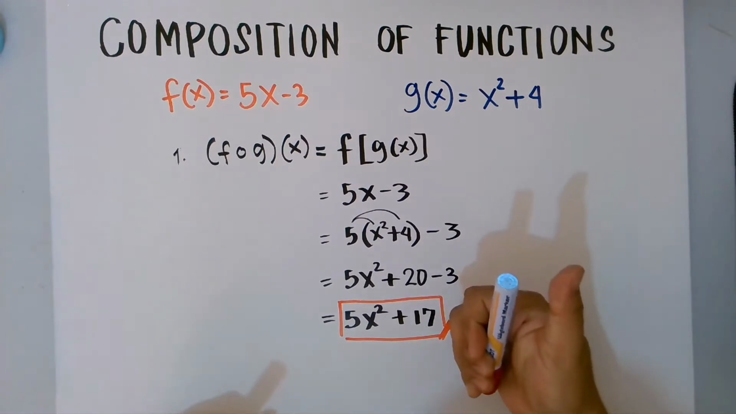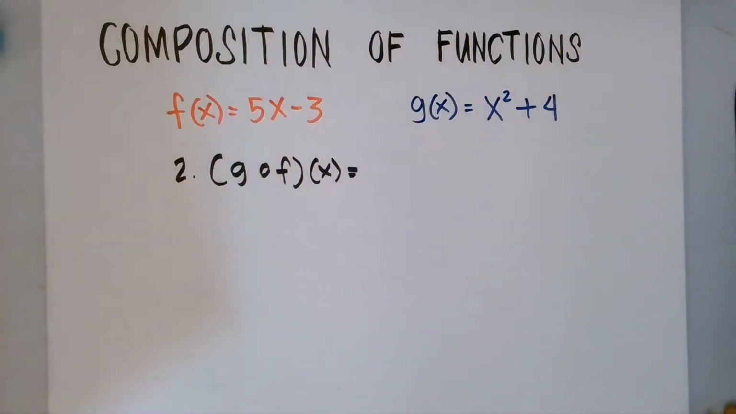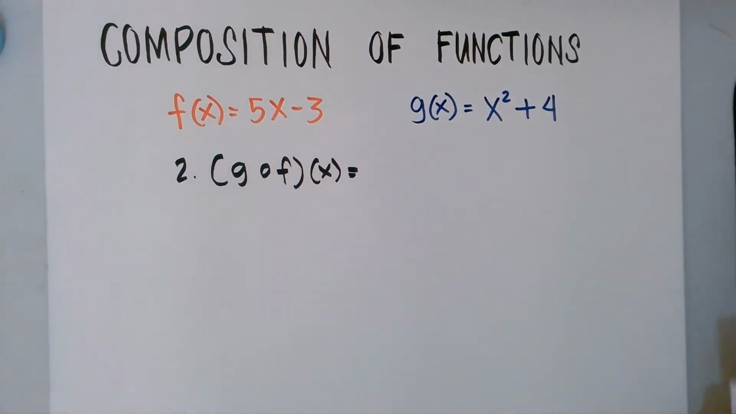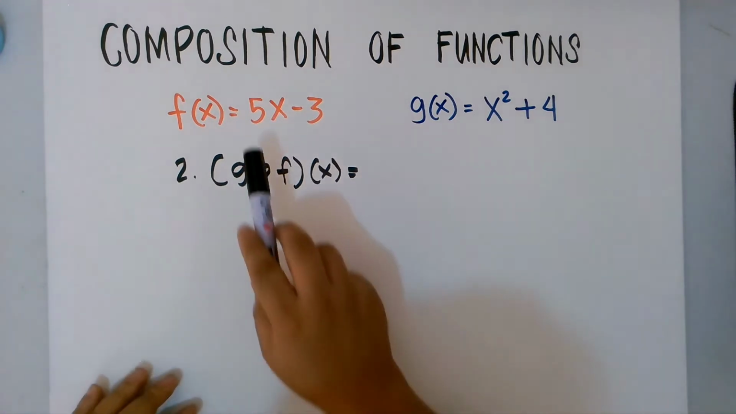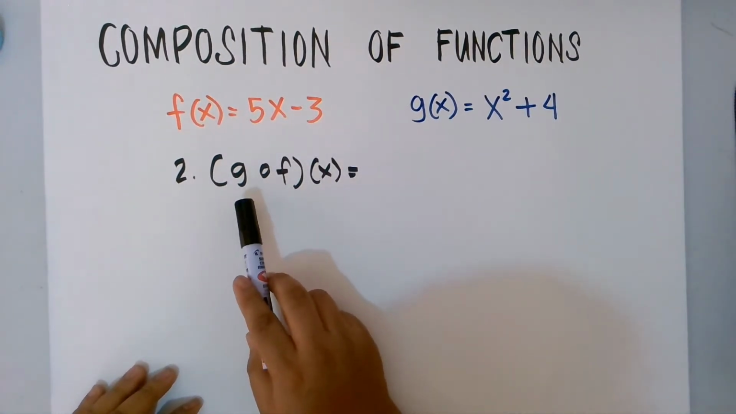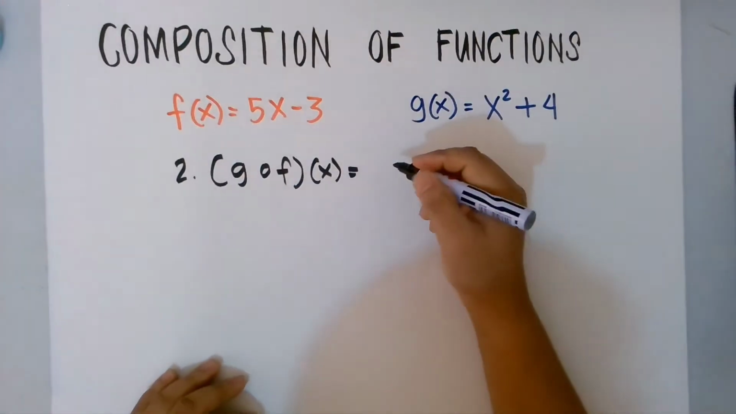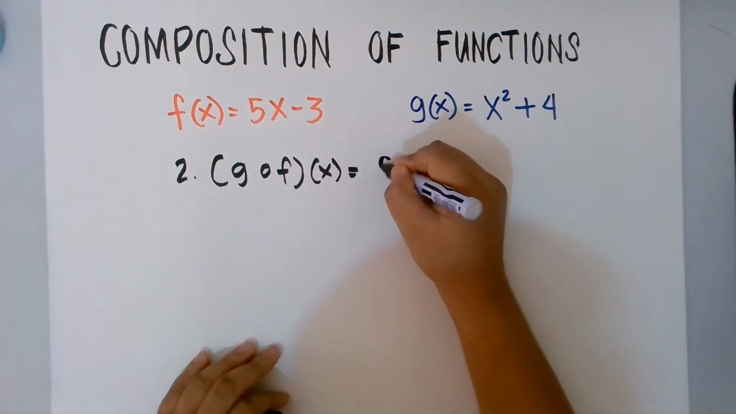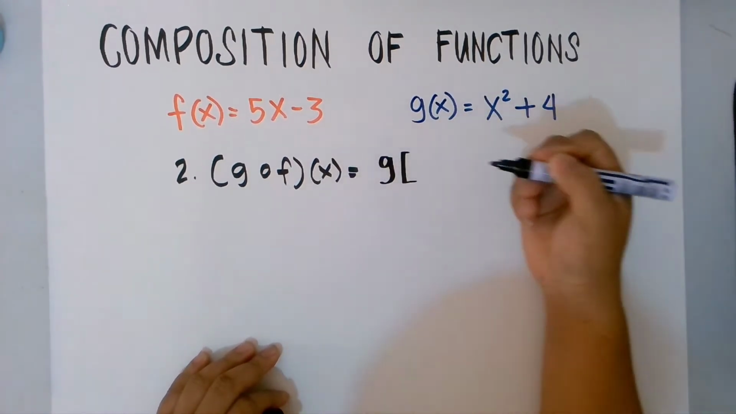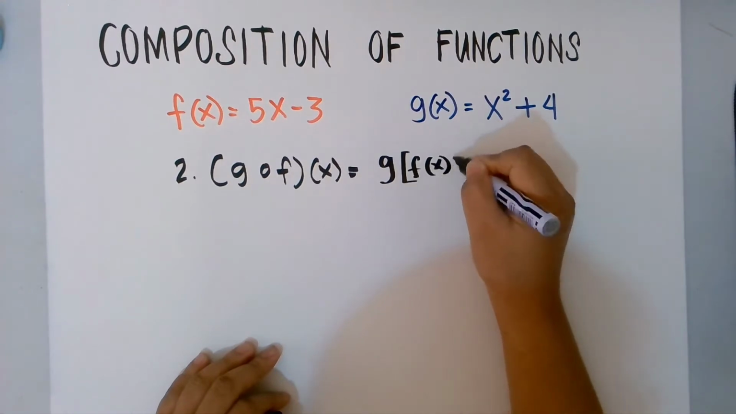Okay, all right. So let's go ahead and answer the second example. Okay, so we will be using same given functions. So we have 5x minus 3 and x squared plus 4. And this time, nakita nyo nauna yung g sa f. So we have g composed with f of x. So gagamitin natin yung g, syempre, at yung magiging x niya ay yung f. So f of x. Okay.